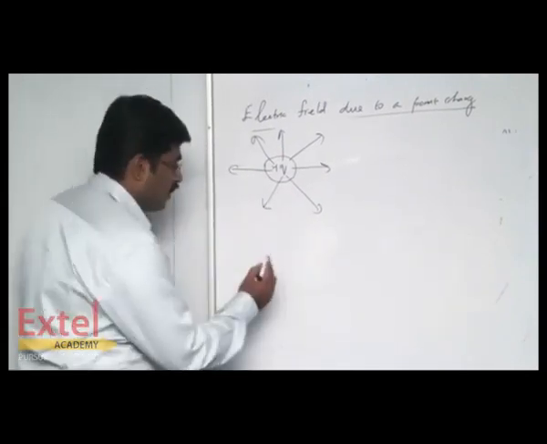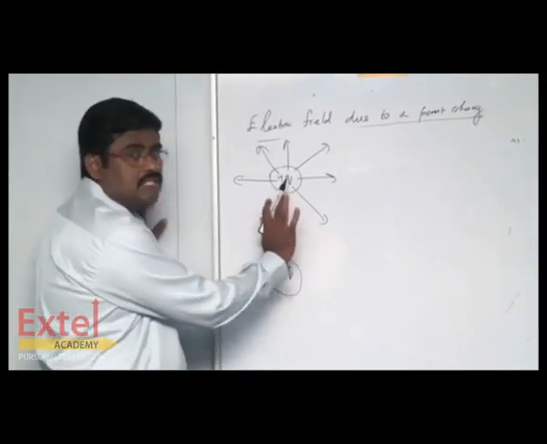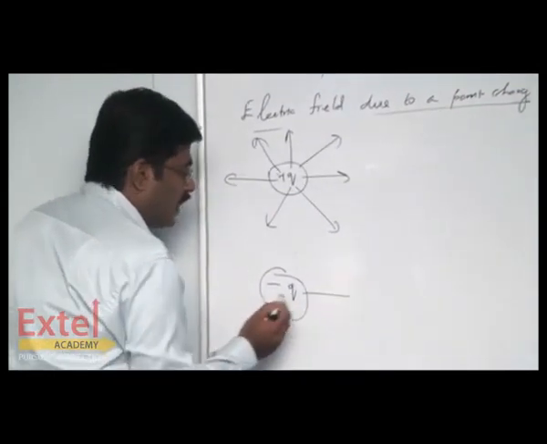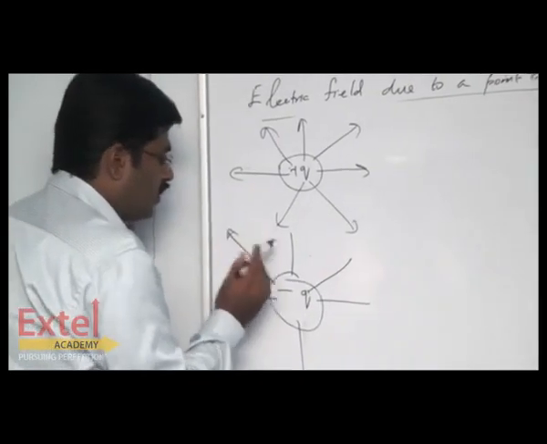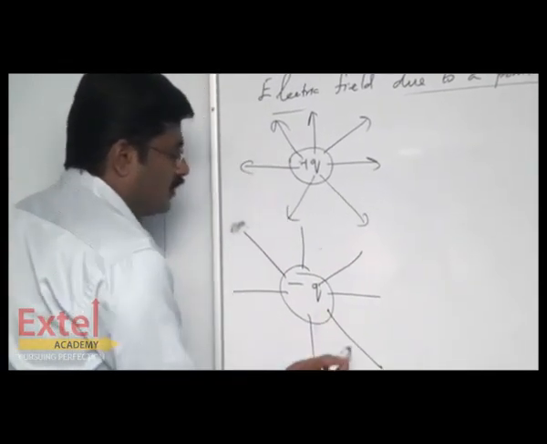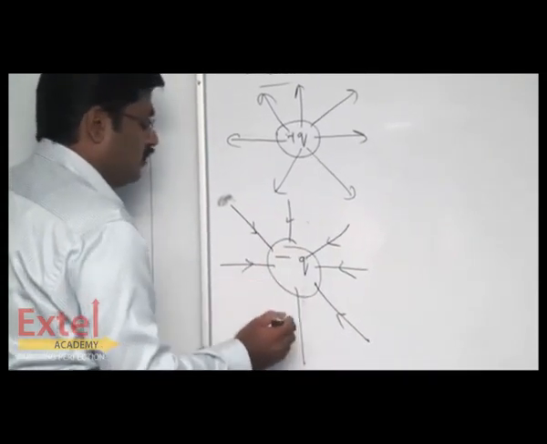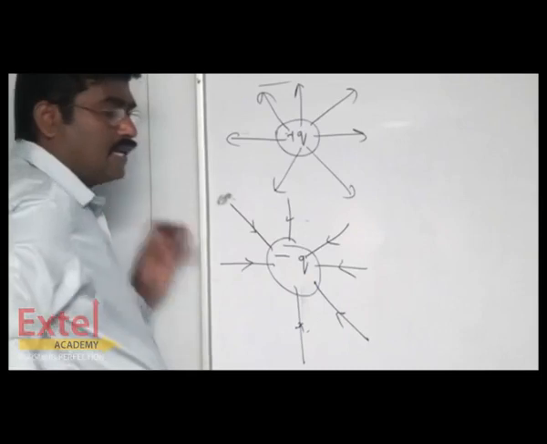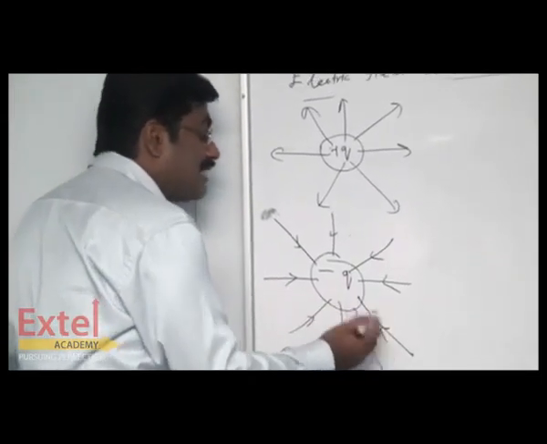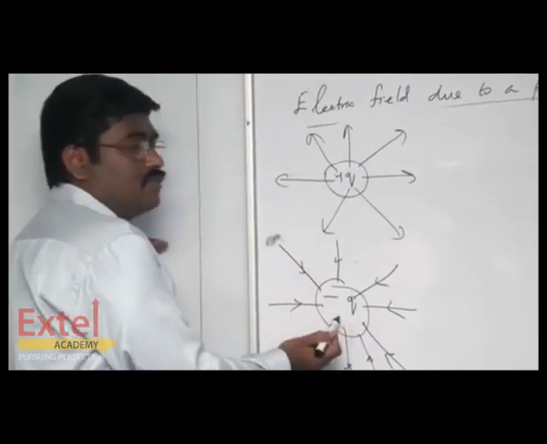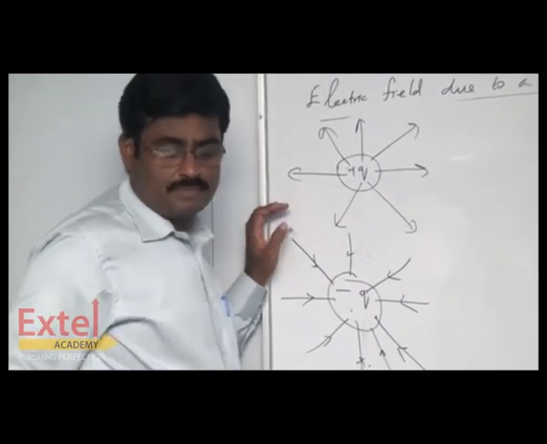But in the case of a negative charge, an isolated negative charge, I'm talking about isolated charges, the electric lines of force will be pointing. I have not drawn the arrow mark yet, so I have to put arrow marks towards the negative charge. So this indicates that the electric lines of force are directed towards the charge in the case of a negative charge, and in the case of a positive charge, they are directed outward.